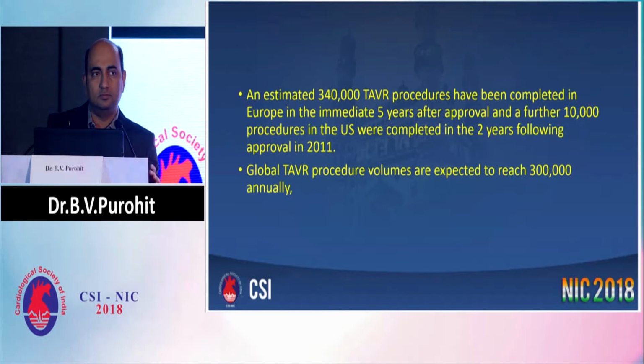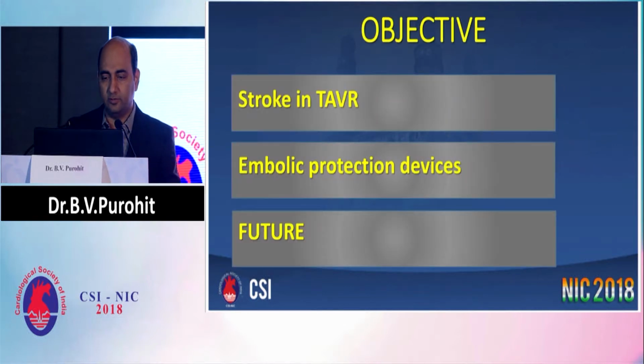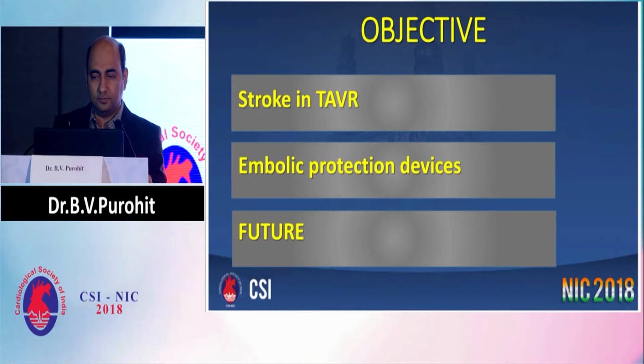And as the age group also is slowly coming down with a low risk population, that is something which we all have to look into, whether we can really accept a stroke in a patient who is undergoing a TAVR or not. So what are the options and how we deal with it, what is the current status, that's what I will be discussing. So why is it so important?